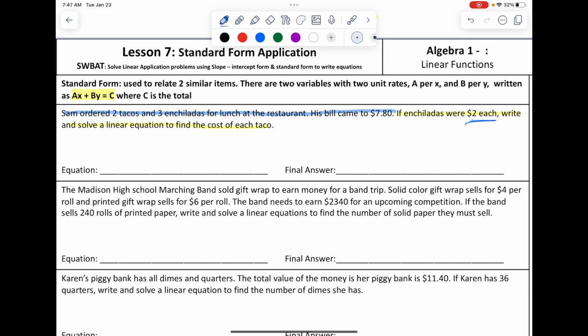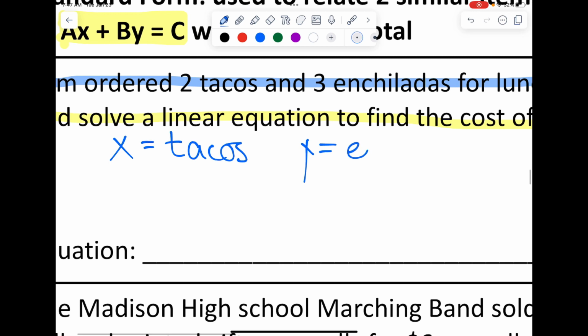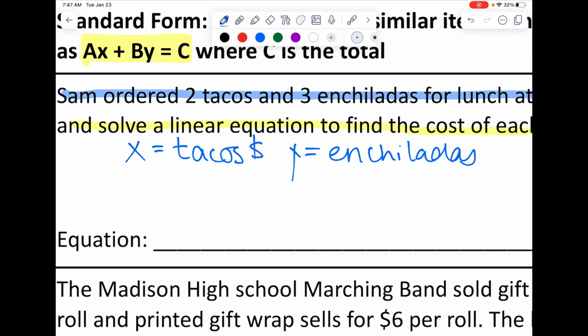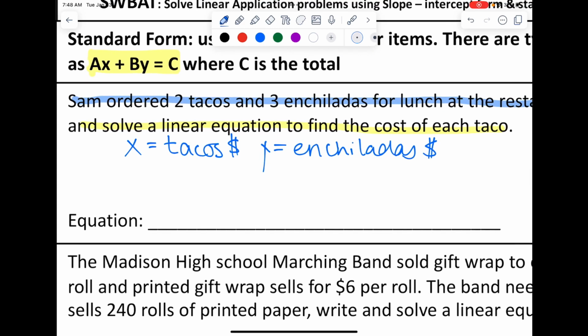Now you need to choose 2 variables to use. If you want to use T for tacos and E for enchilada, that's fine. But I'm going to use X and Y. I'm going to let X be tacos and Y be enchiladas. Now, this isn't the number of tacos and the number of enchiladas. What we don't know is the cost. So X is the cost of a taco and Y is the cost of an enchilada.